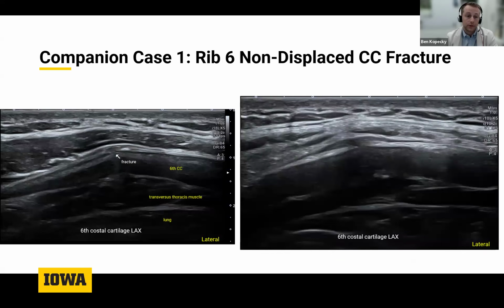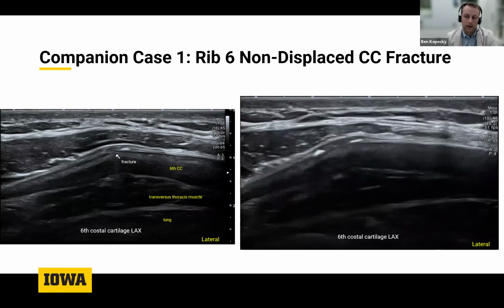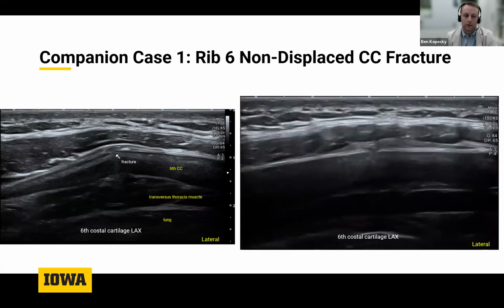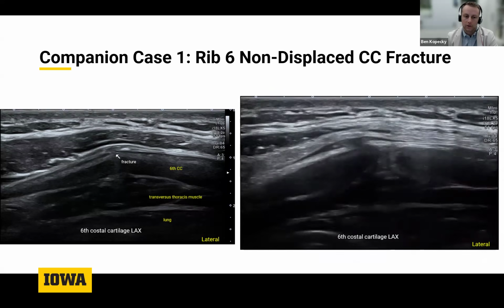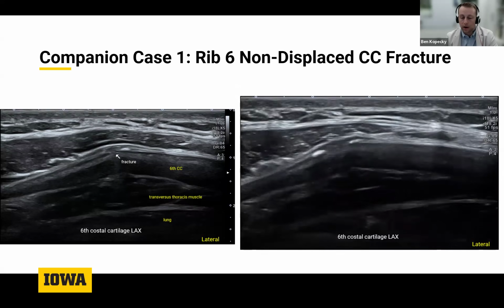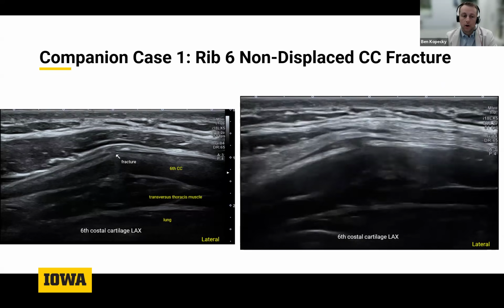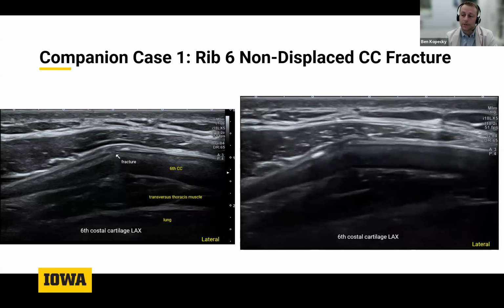So I also just wanted to include two brief companion cases just to give everyone a sense of the spectrum of severity that you can see with these injuries. So this first case is an 18-year-old high school wrestler who had a sixth rib non-displaced costal cartilage fracture. And as we scan across superiorly, inferiorly at the site of injury, it's hard to tell if the fracture truly extends the full width of the costal cartilage, but nonetheless, there's a perichondral discontinuity suggestive of a fracture with the associated overlying perichondral hematoma.